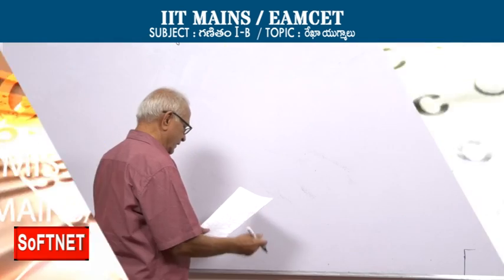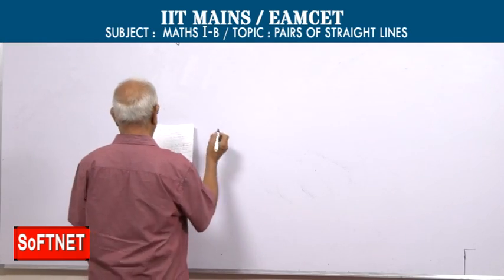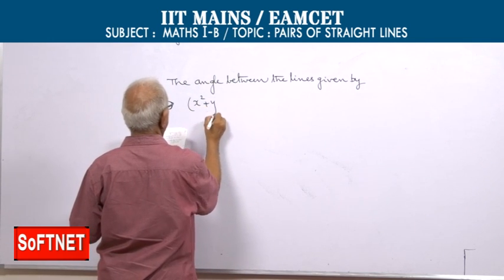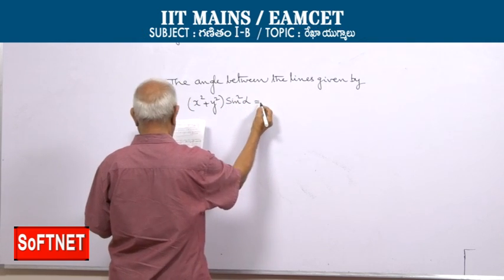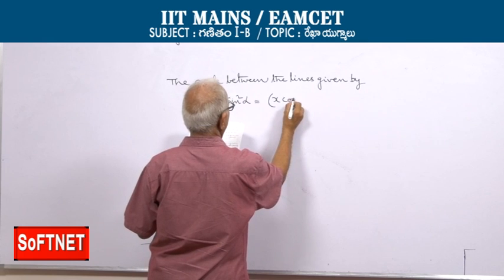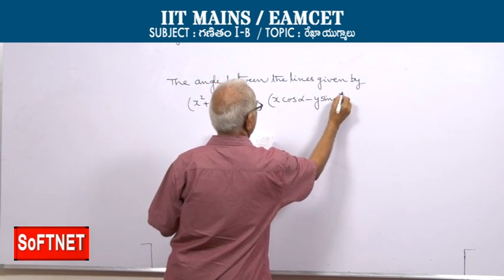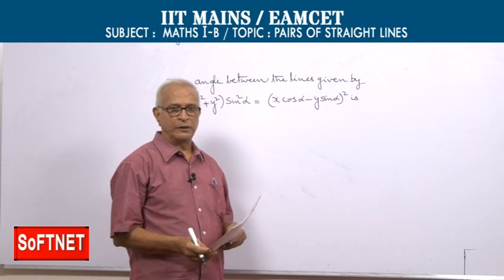This year's, last year's AP EAMCET question: the angle between the straight lines represented by x square plus y square into sine square alpha, minus (x cos alpha minus y sin alpha) whole square is... This is the 2015 EAMCET paper of Andhra Pradesh.